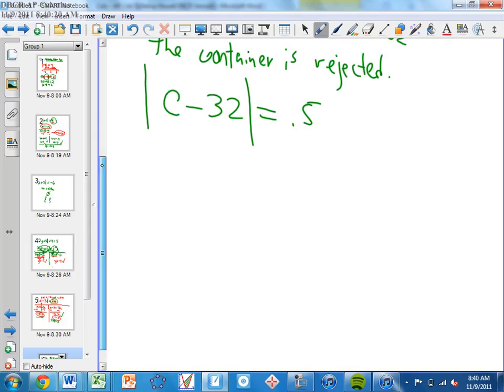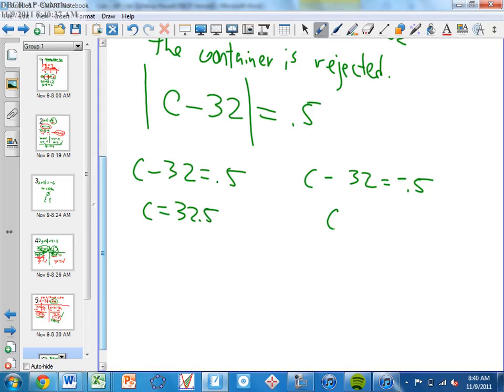Separate it, as always. Move the 32 over. What do we get here when I move it over? This one is easy. 32 plus 0.5 is 32.5. And the other is 31.5. Very good.